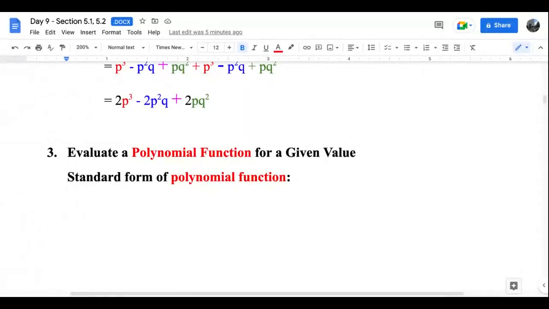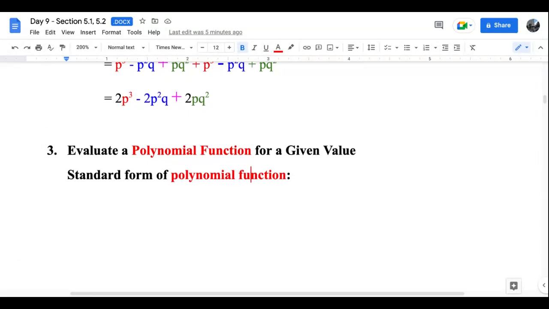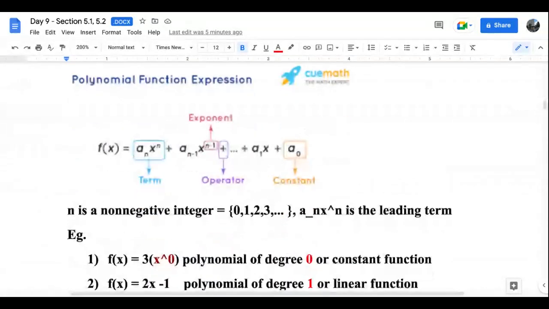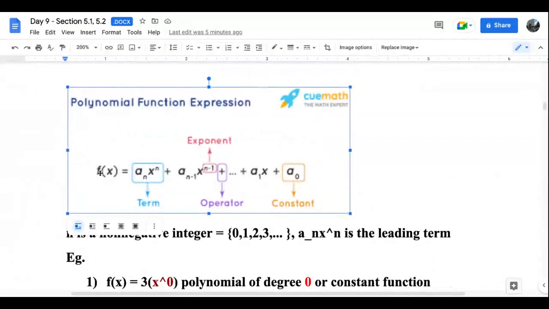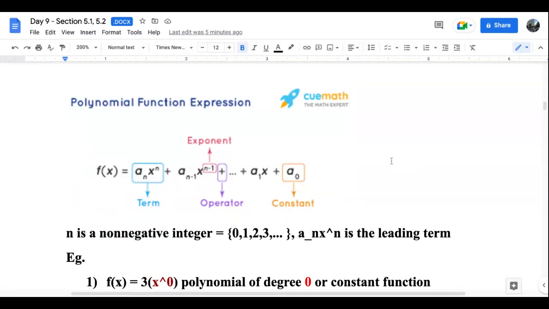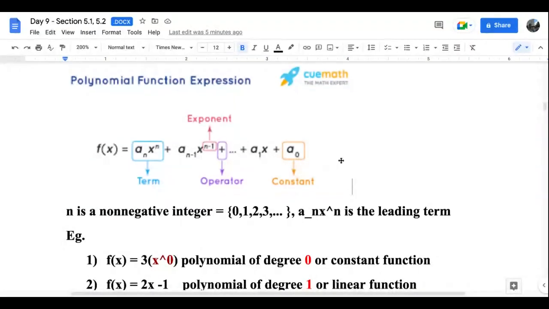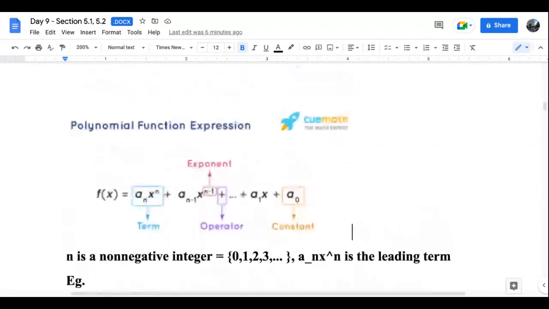Okay, then we go to polynomial functions, right? What is a polynomial function? Let's see, this is the standard form. Only x is the variable, right? We have f of x equals some number multiplied by x raised to the n-th power plus some number multiplied by x raised to the (n minus 1)-th power, and so on and so forth. Some number multiplied by x squared, some number multiplied by x, then a constant. So this is the standard form of a polynomial function.